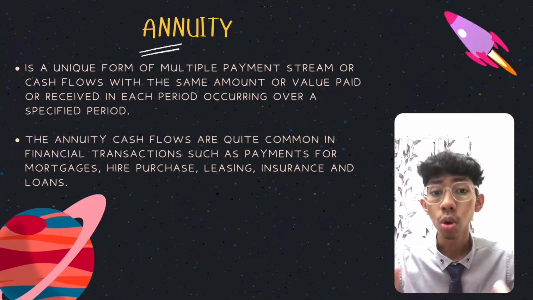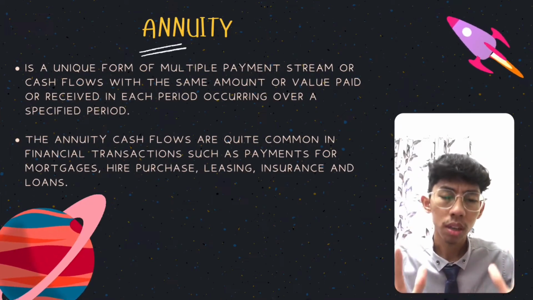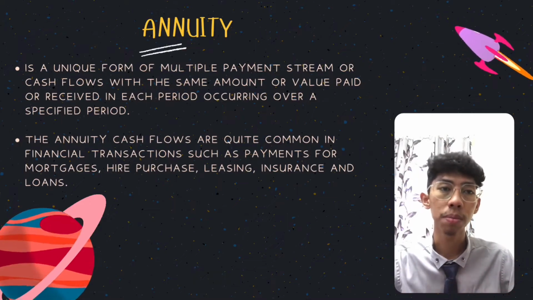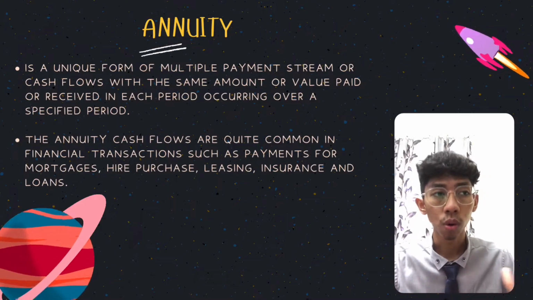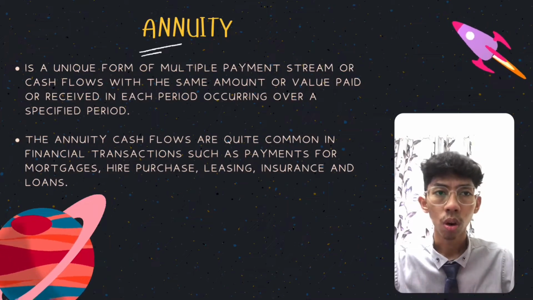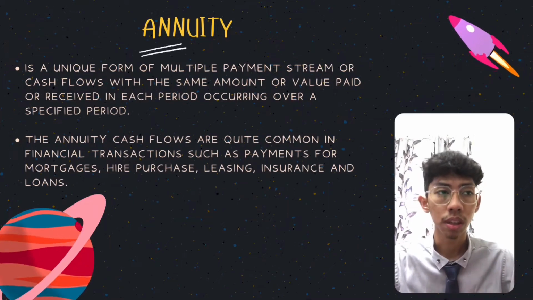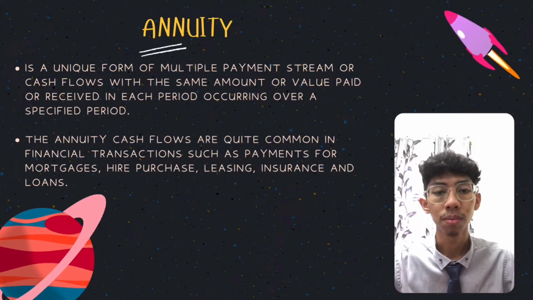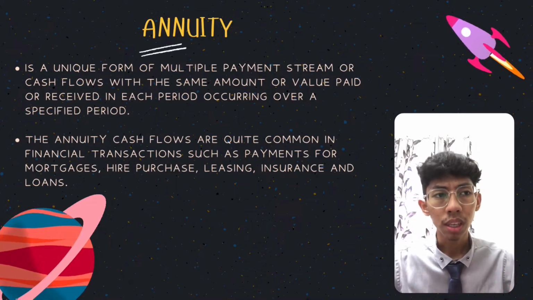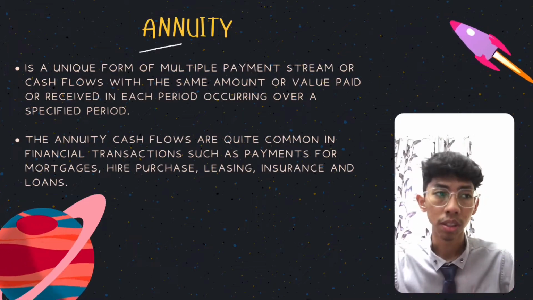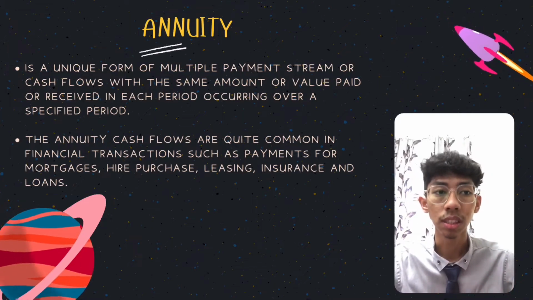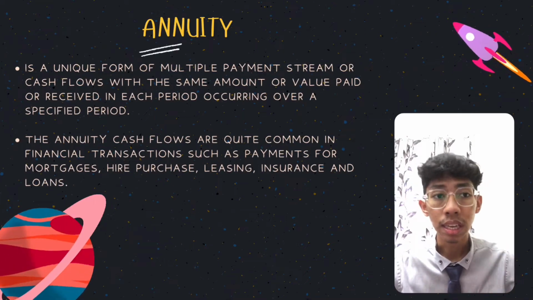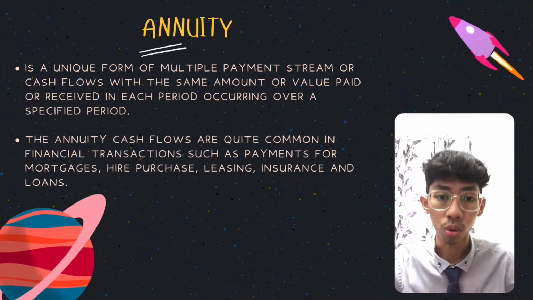So, we go to the annuity. What is annuity? Annuity is a unique form of multiple payment stream or cash flows with the same amount or value paid or received in each period occurring over a specific period. Annuity cash flows are quite common in financial transactions such as payments for mortgage, hire purchase, leasing, insurance, and loans.